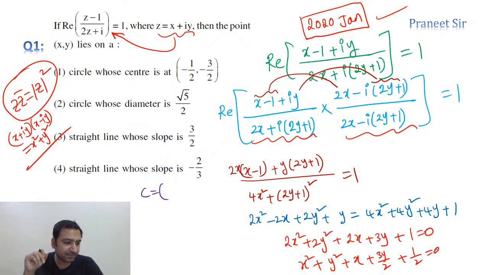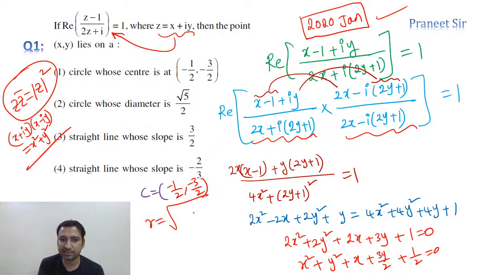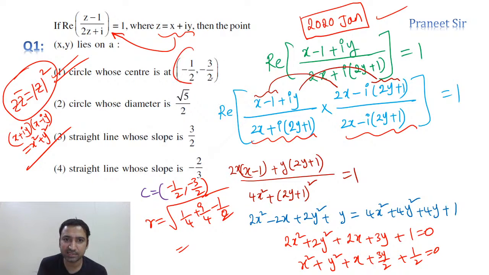Now let's calculate the center and radius. What is the center? Center is minus 1 by 2 comma minus 3 by 2, and the radius is how much, guys? The radius is square root of g square plus f square minus c. So tell me how much we get. Already center we got. First option is the answer directly. Minus 1 by 2 comma minus 3 by 2.